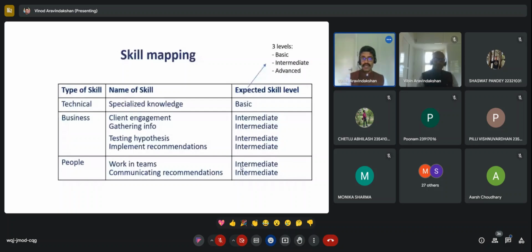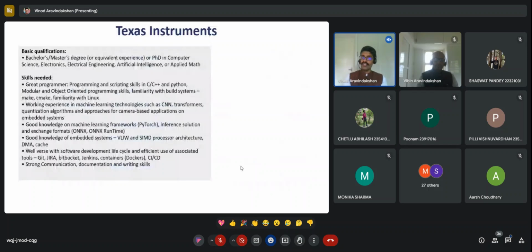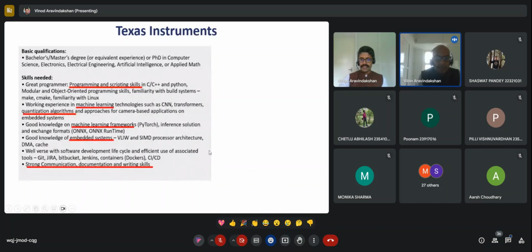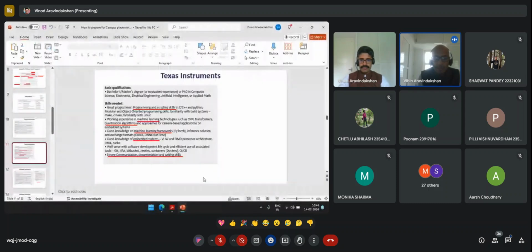Let's maybe jump to Texas Instruments. I think that's another job. So maybe Vibin, can you just talk a little bit about this in terms of what Texas Instruments wants and give some guidance? So, folks, very similar. Only thing is, it's going to be a core job versus what's considered a non-core job.